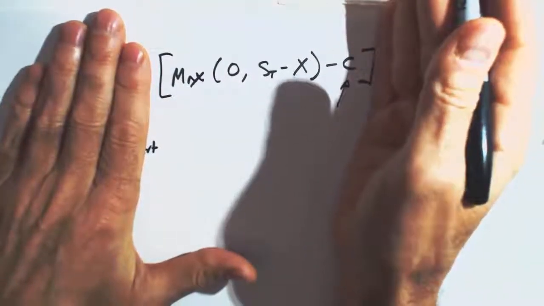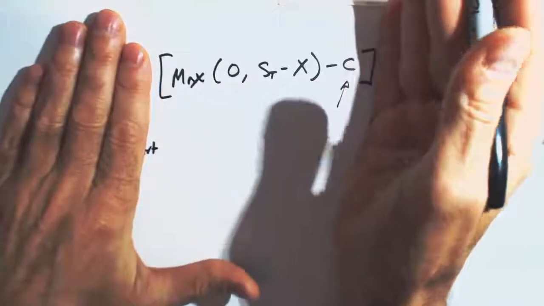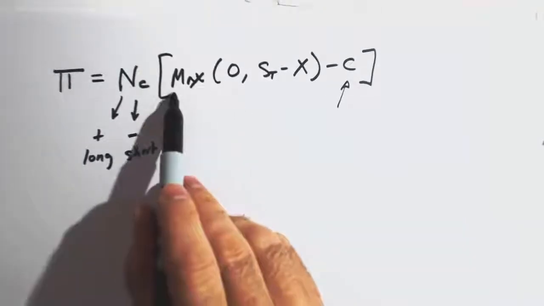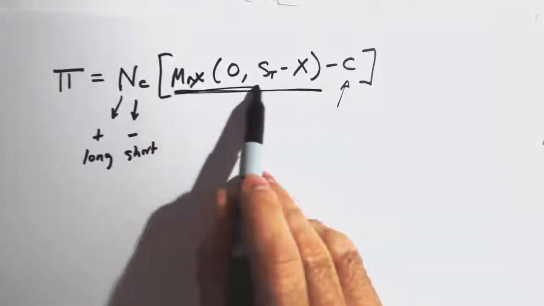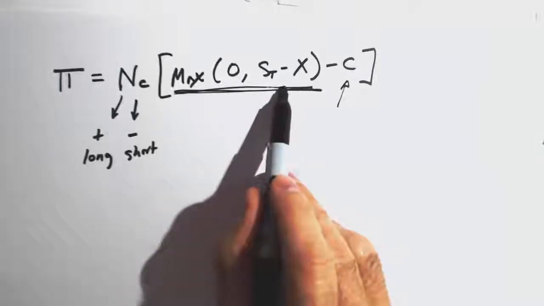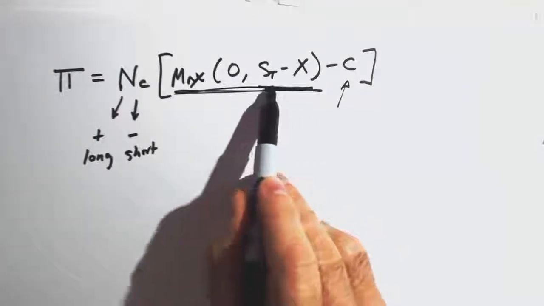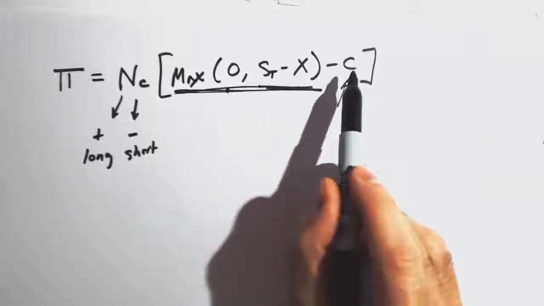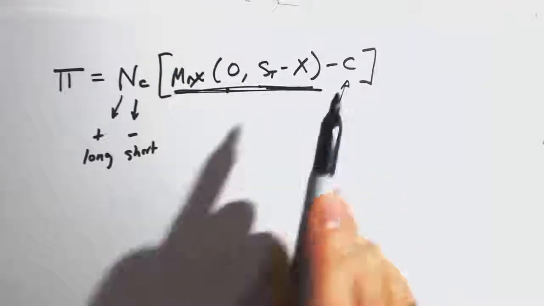This is the profit here in square brackets. That's the profit per option, and it represents the payoff, which you're used to seeing. If the option's in the money, you're going to get ST minus X. If it's at or out of the money, you're going to get 0, minus the cost of the option.